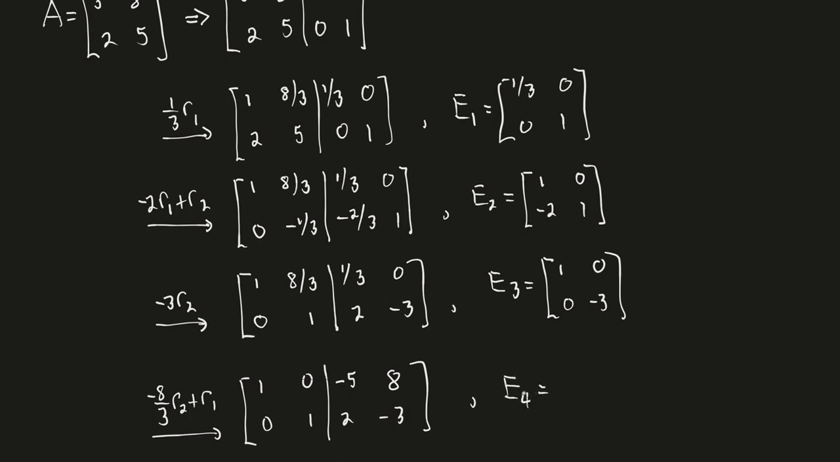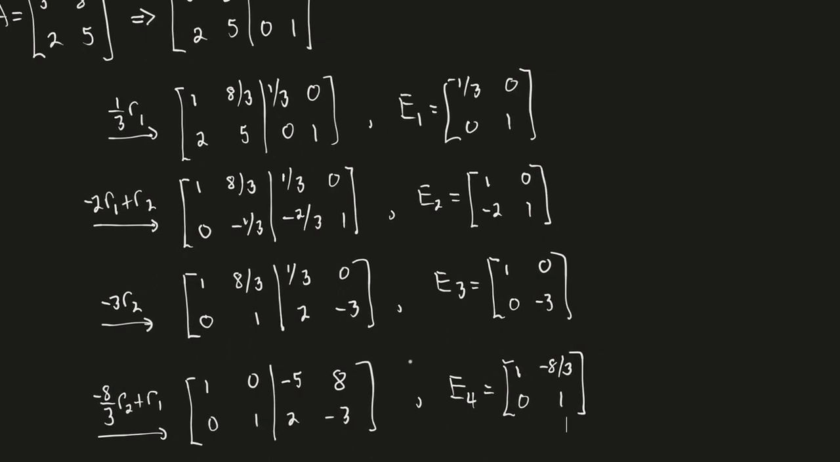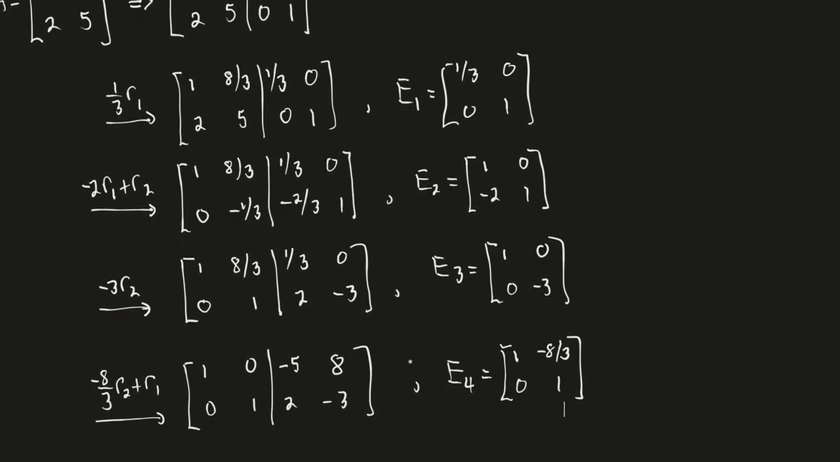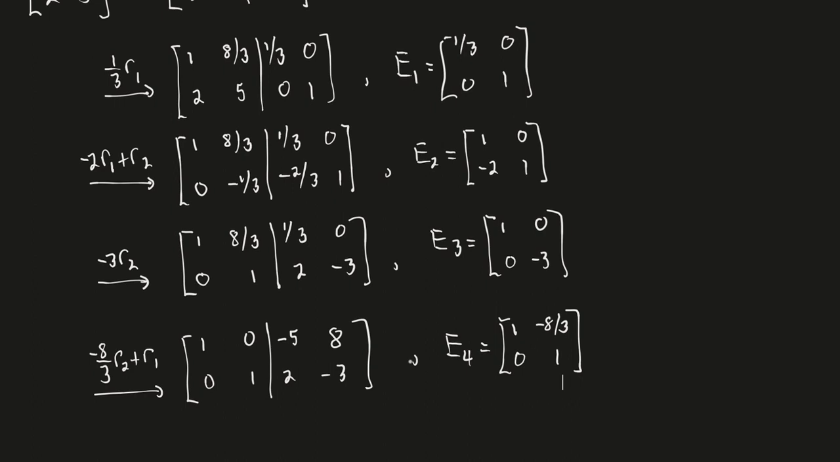And then E4, again, performing this operation on the 2 by 2 identity will produce this elementary matrix. So 1, -8/3, 0, 1. Right? So what does this mean? Well, let me write down the inverse of these matrices first, these elementary matrices, right?